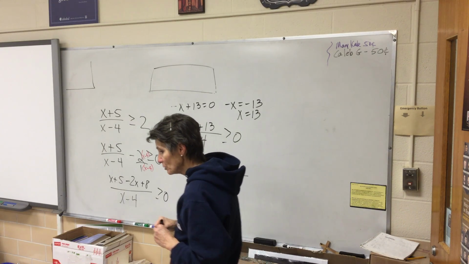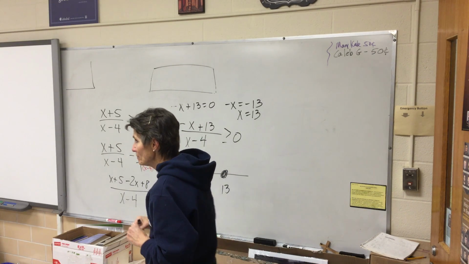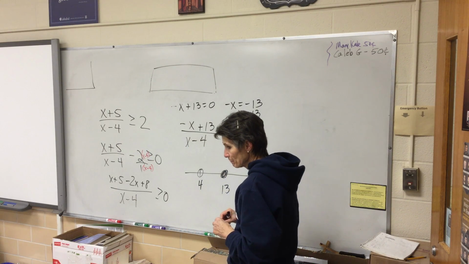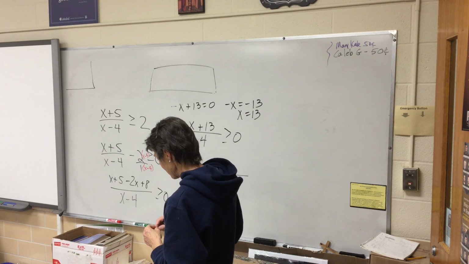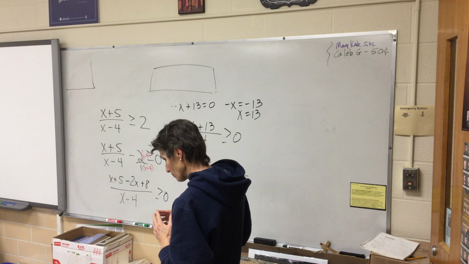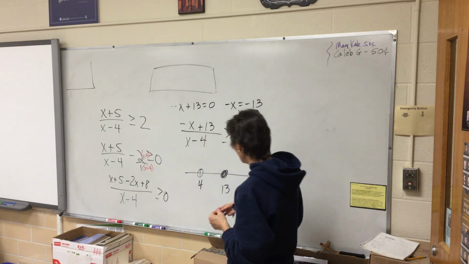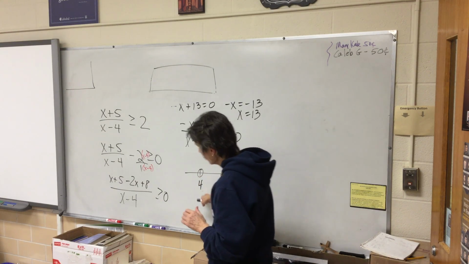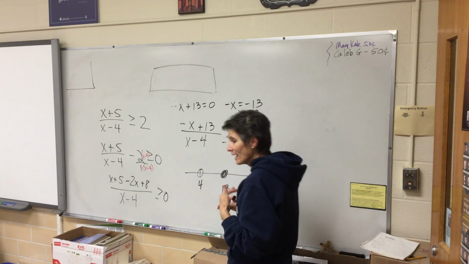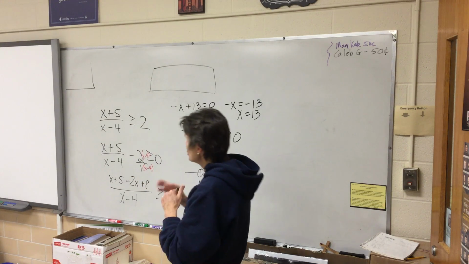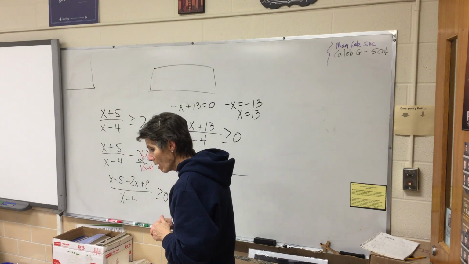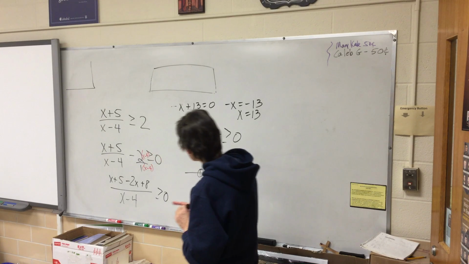The only thing left to do is shade. So what do I do? How do I figure out where to shade? Guess a number. Pick any number I want. So any number except for 13. I like to pick 0, guys. You are allowed to choose whatever you want, but 0 is so easy.